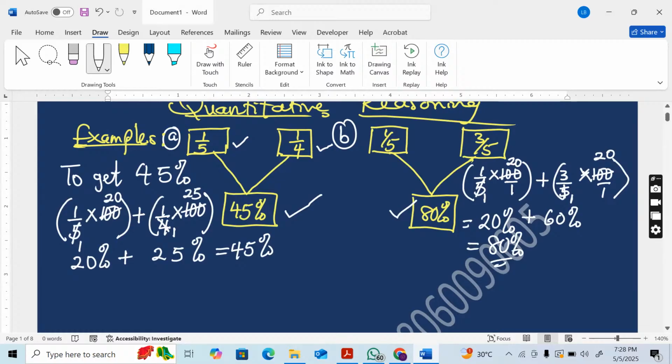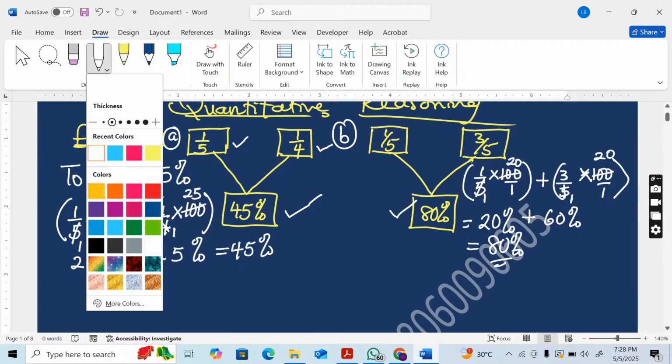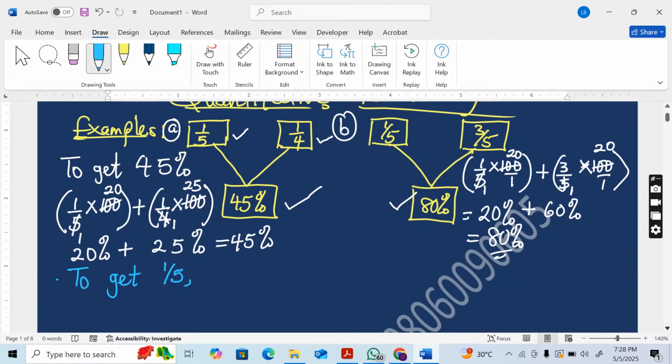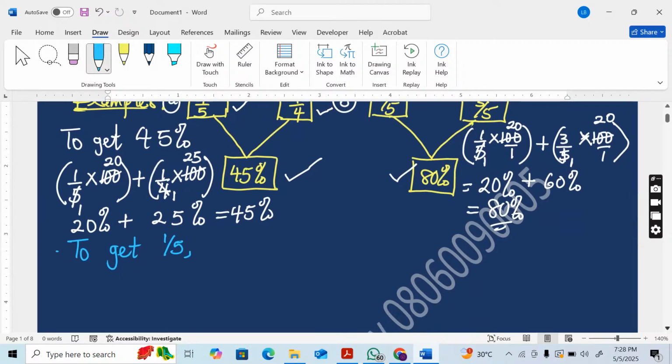How do we get 1 over 5? Now we're going to see how we can figure out 1 over 5. We added the percentage of 1 over 5 to 1 over 4. So for us to get 1 over 5, we are going to subtract the percentage of 1 over 4 from 45%, all right? We're going to subtract the percentage of 1 over 4 from 45%.